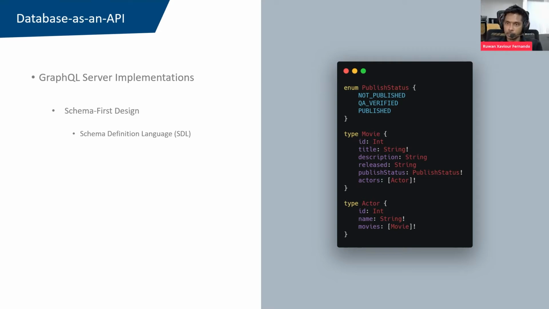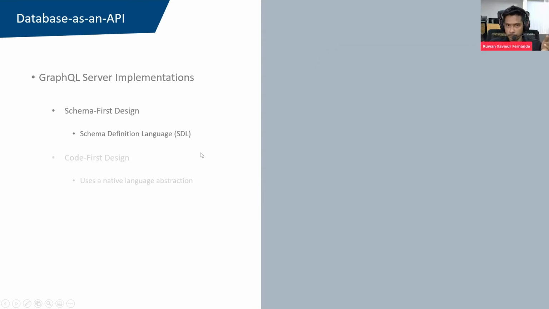But of course, that means you will have to code that GraphQL resolver and/or resolvers and feed it into the GraphQL server implementation, which spins up your API. The alternative to this, which is also fairly popular, is to do code first design, right?